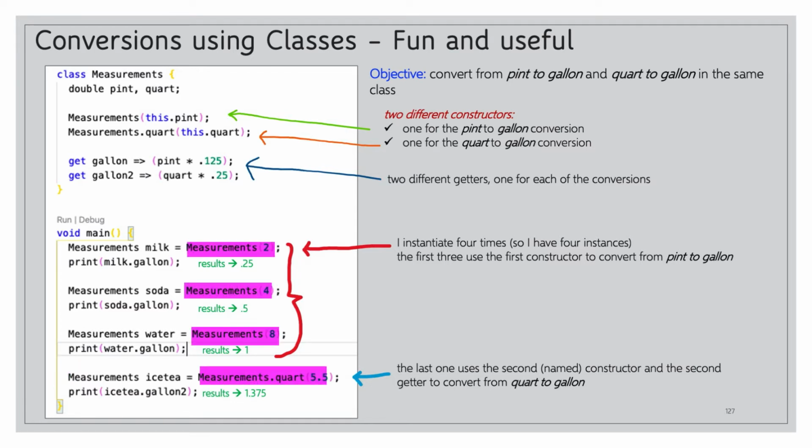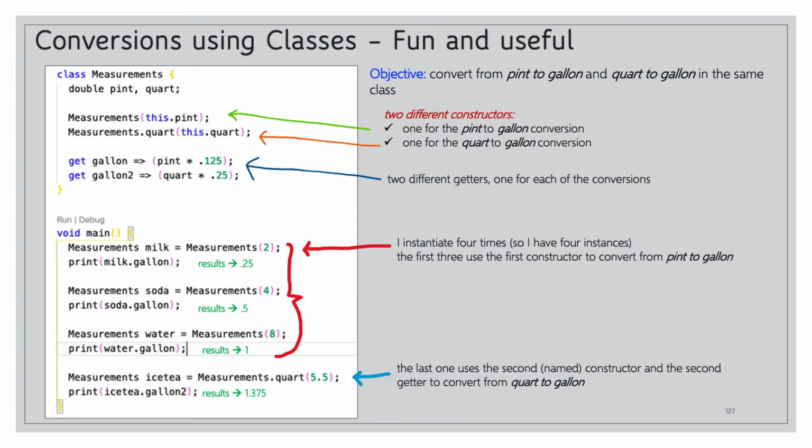So you see here, as we use each of these instances, we get to pass our value in as an argument to correspond to each parameter. Measurements milk equals measurements 2. So I'm asking to understand how many gallons there are in 2 pints. And when I print that out, the result is 0.25, so a quarter of a gallon. Same thing here for soda, measurements 4, and that's half a gallon. And finally, for 8 pints for measurements water, that results in an even gallon.